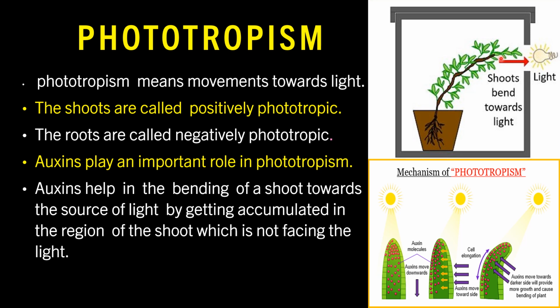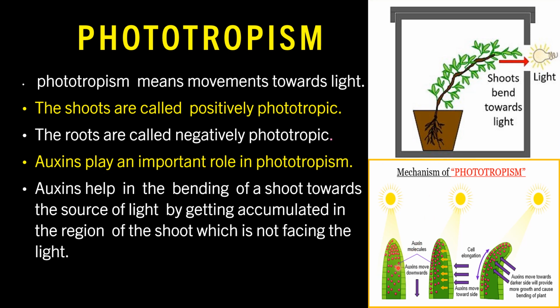Then which part of the plant will be negatively phototropic? Negatively phototropic means yes, the plant part growing away from the light. That is root, right? Then the roots are called negatively phototropic.